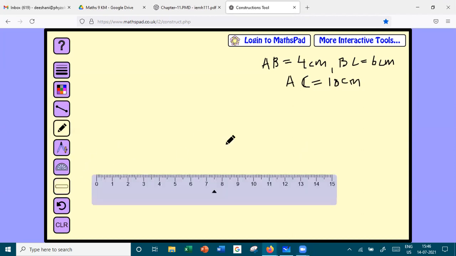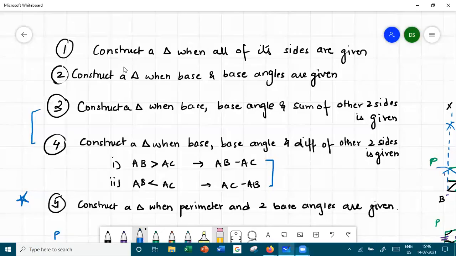What you do is, you all can also draw in your notebooks. Ma'am, I didn't get it. Okay, I am explaining, not to worry. Okay, you can draw along with me in your books. So you can write the heading as: construct a triangle when all of its sides are given. Okay, write this as the heading.